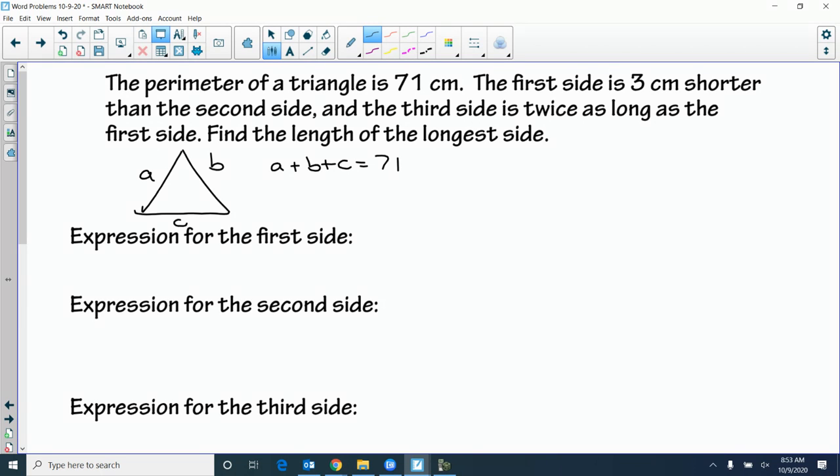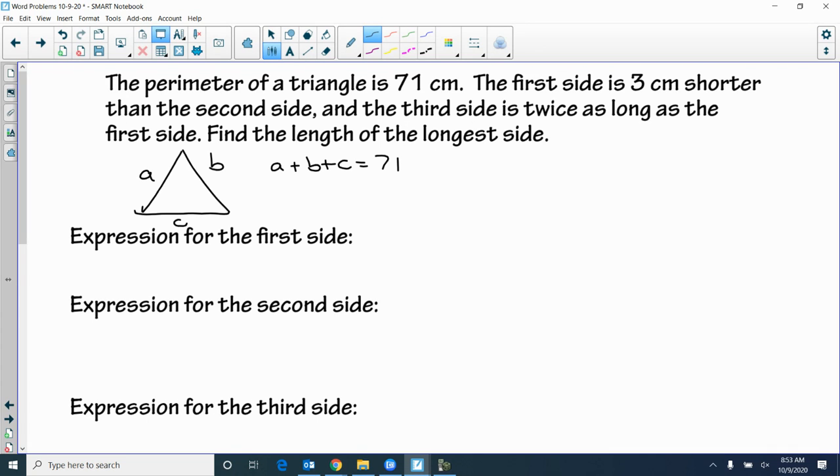The first side is 3 centimeters shorter than the second side, and the third side is twice as long as the first side. Find the length of the longest side. All right, we got all kind of mess going on here. Now here's what you got to do, you got to let one of these be X. You got to look at the description to figure out which one would be X. The first side is 3 centimeters shorter than the second side. Any ideas which one you want to label X between the first side and the second side? I'm just trying to get a gauge of what you're thinking here.